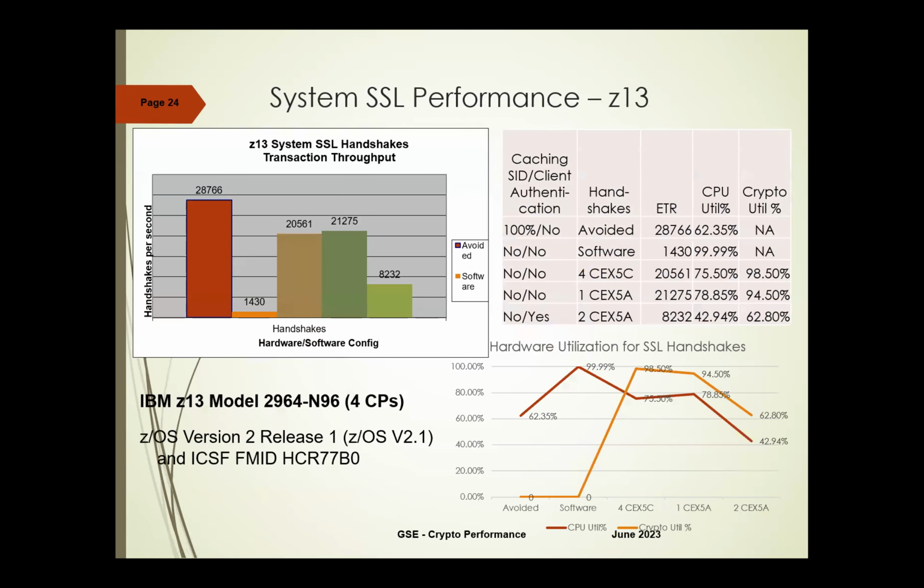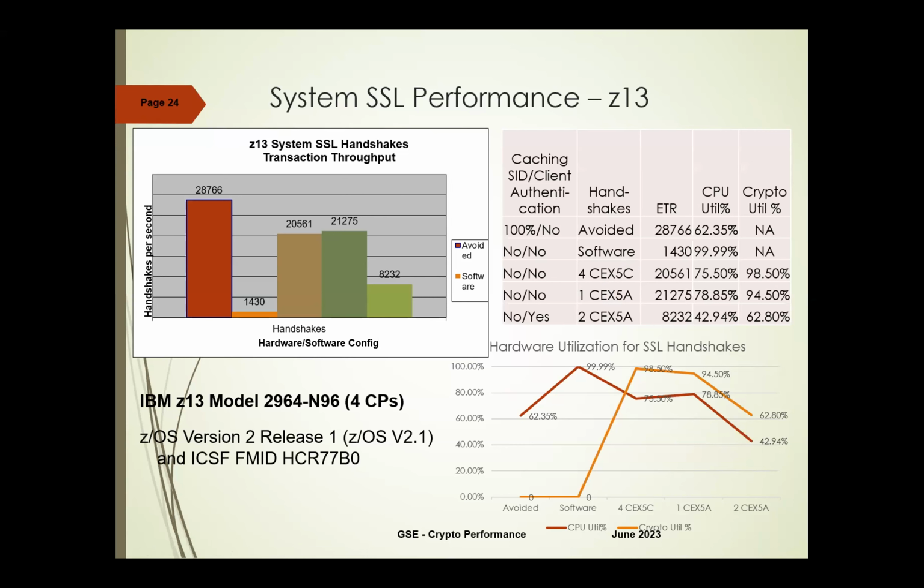On slide 24, I'm showing the same information, but on a Z13 with Crypto Express 5 cards. What I want to point out here is on the Z13 with those Crypto Express 5 cards, if I had 4 cards installed, I could do about 20,000 handshakes per second. That works out to about 5,000 handshakes per card. If I converted those coprocessors to an accelerator, it only took 1 accelerator to do over 21,000 handshakes per second.